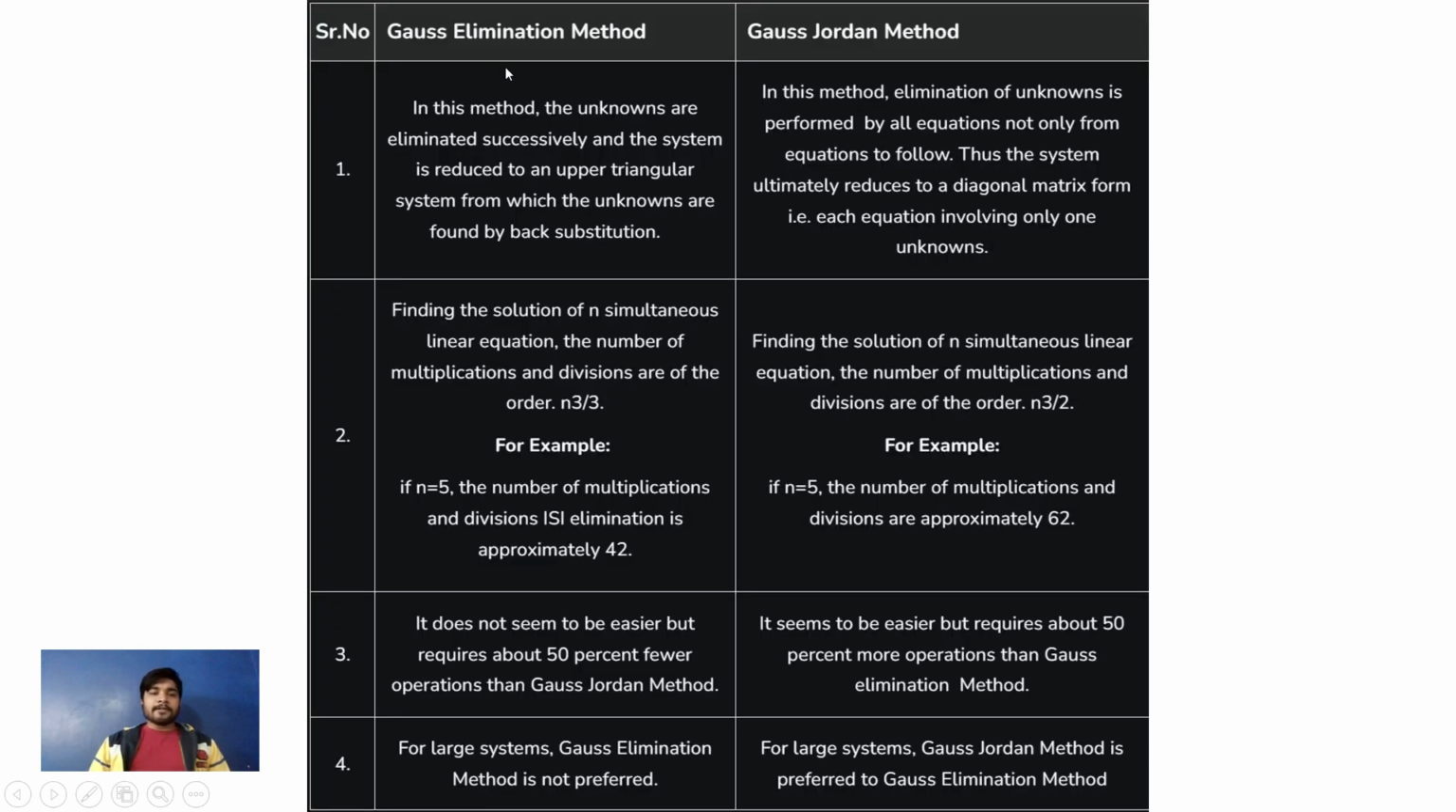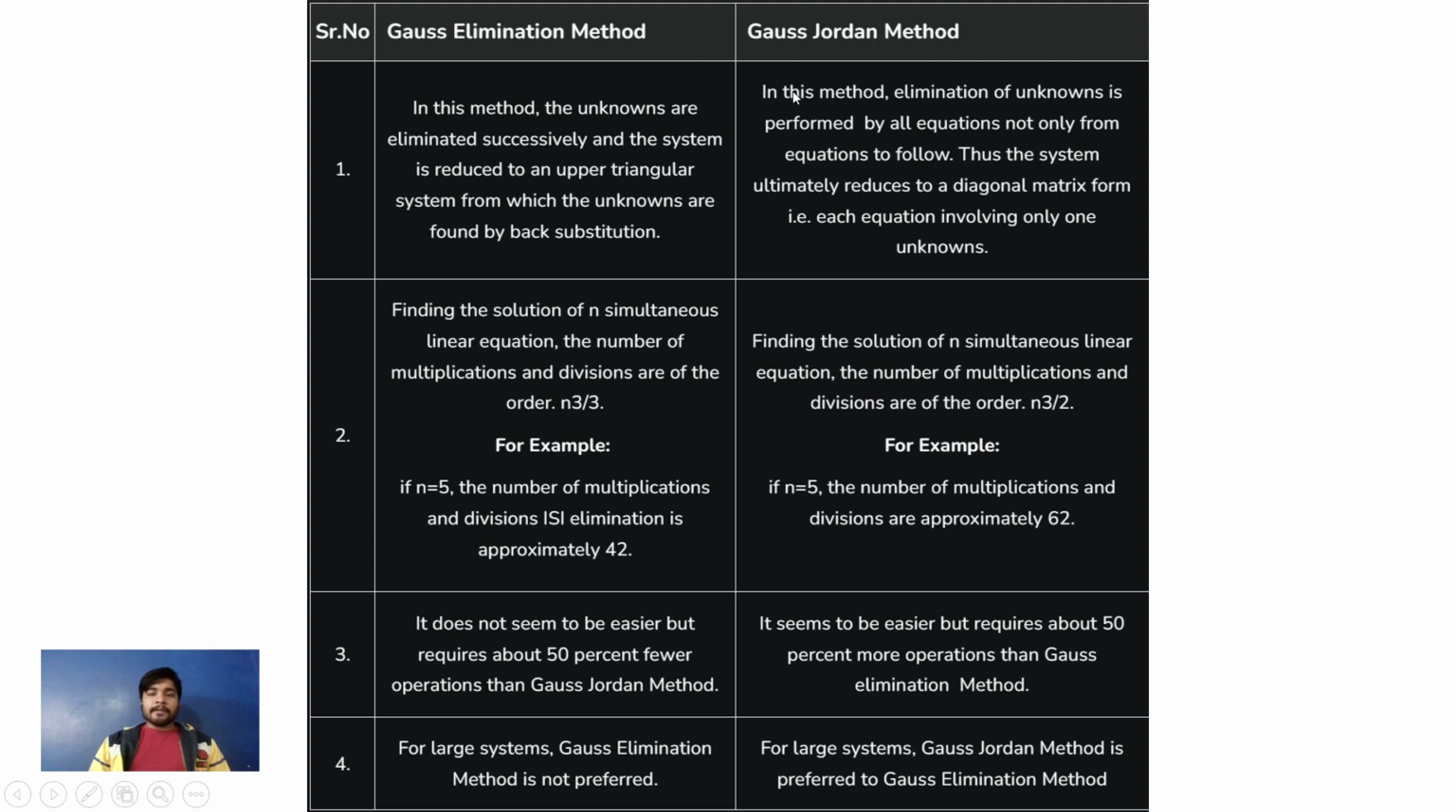Now, the difference between the Gauss elimination method and the Gauss-Jordan method. The first difference is: in the Gauss elimination method, the unknowns are eliminated successively and the system is reduced to an upper triangular system, from which the unknowns are found by back substitution.